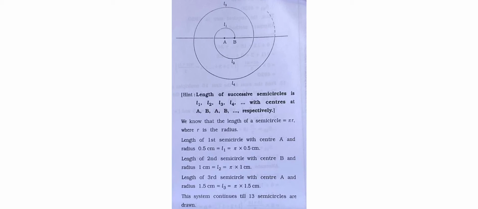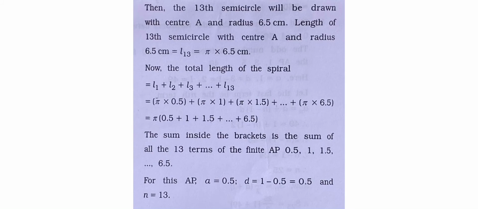Length of second semicircle with center B and radius 1 cm, L2, is equal to pi into 1 cm. Length of third semicircle with center A and radius 1.5 cm, L3, is equal to pi into 1.5 centimeter, and this system will continue up to 13 semicircles. And so the length of the 13th semicircle having radius 6.5 centimeter will be L13 is equal to pi into 6.5. So now total length of spiral will be the sum of length of all the 13 semicircles, that is L1 plus L2 plus L3 up to L13.